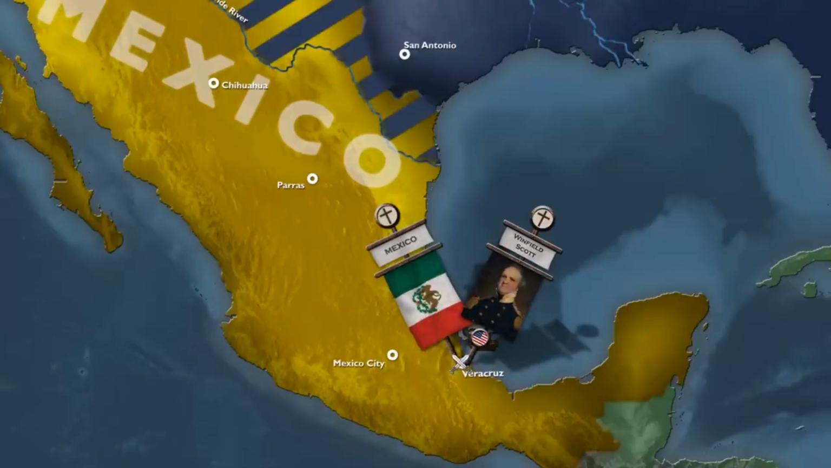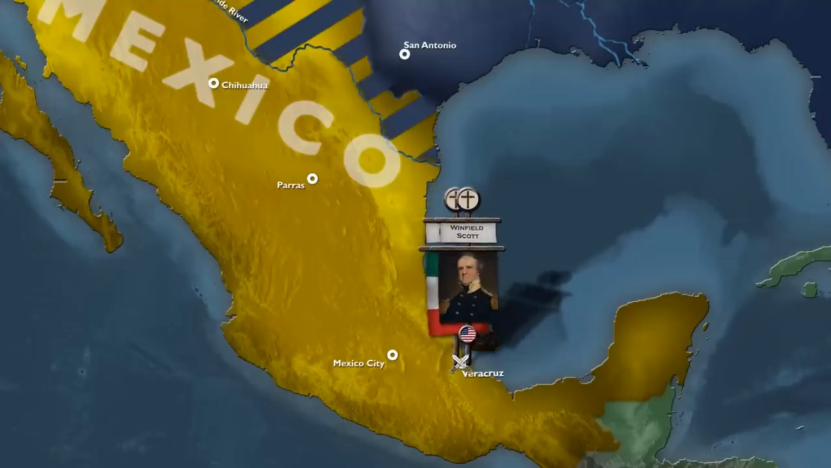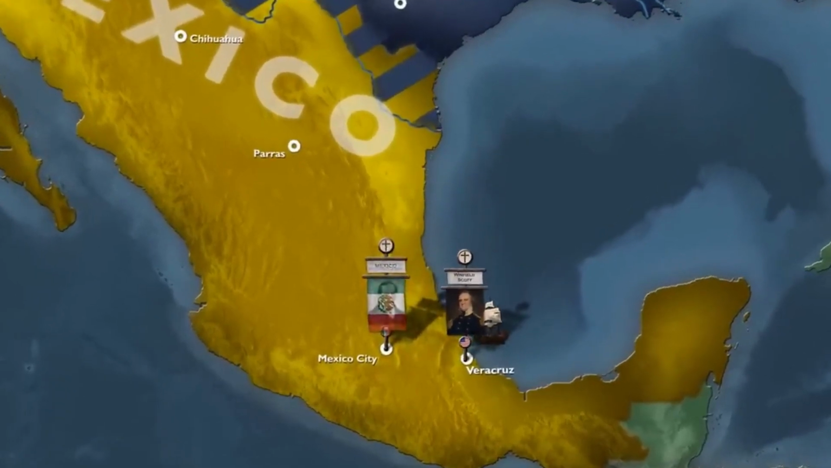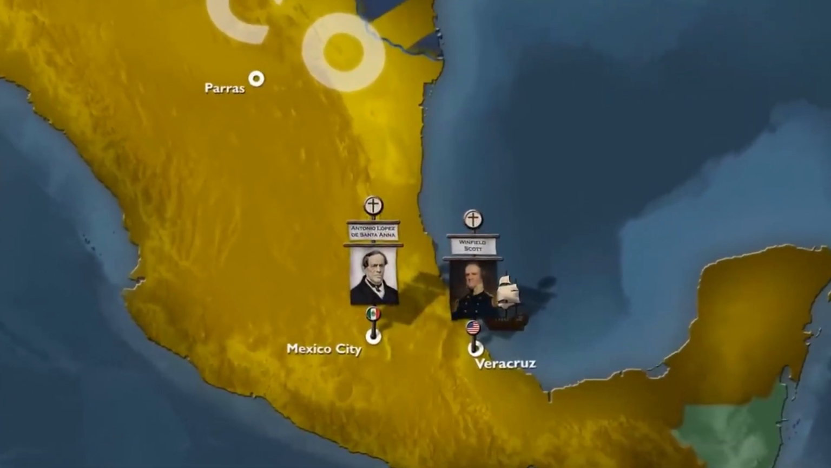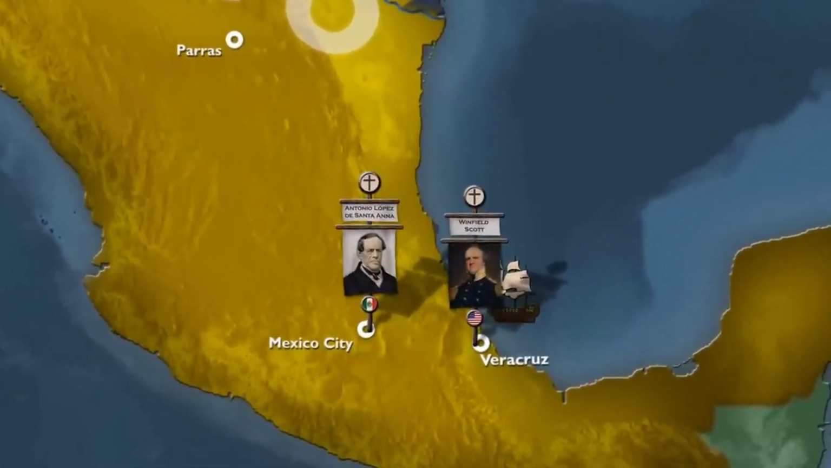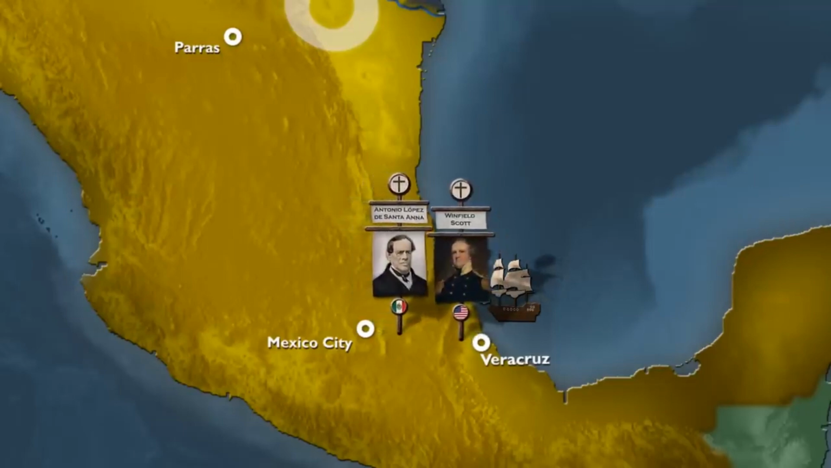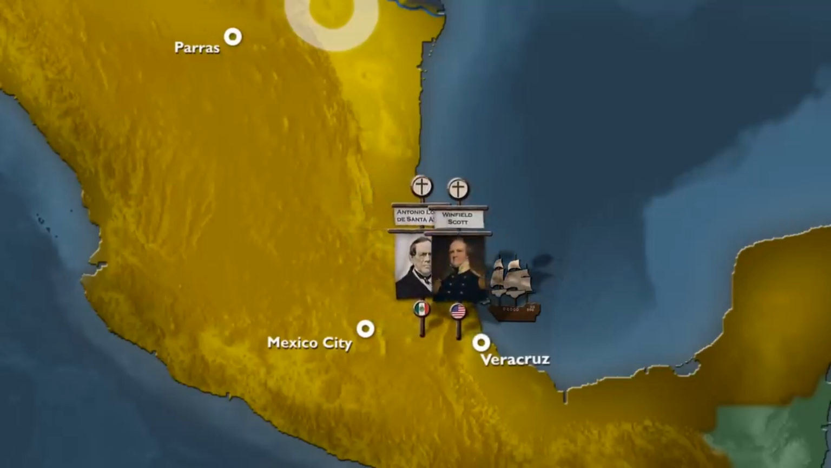Chapultepec served as both a military academy and a defensive fortress. Its capture would open the way into the capital. On September 13, 1847, American forces launched their assault. Mexican defenders fought fiercely. Among them were young military cadets who became legendary figures in Mexican history. According to national tradition, several cadets chose death rather than surrender, becoming symbols of patriotism and sacrifice.